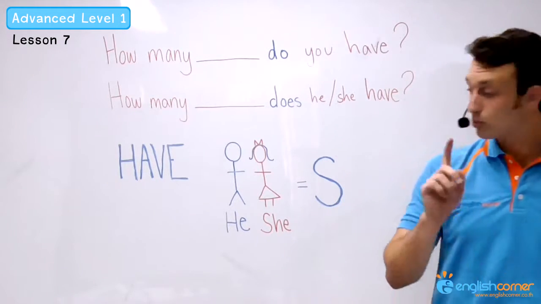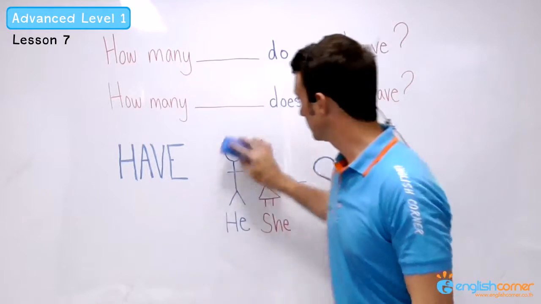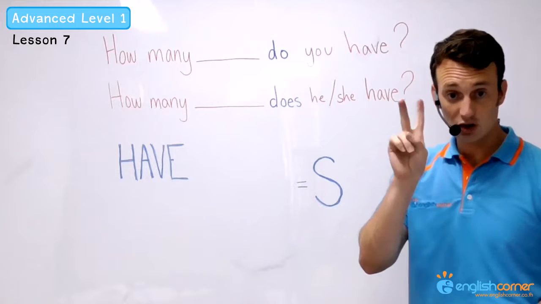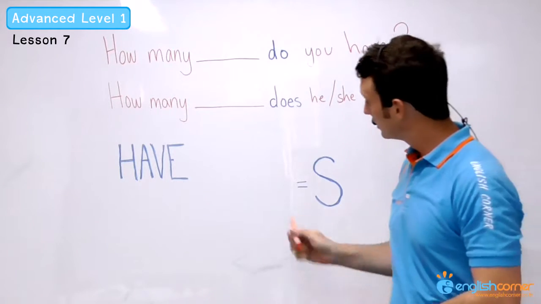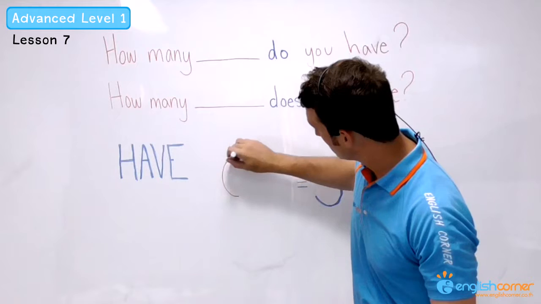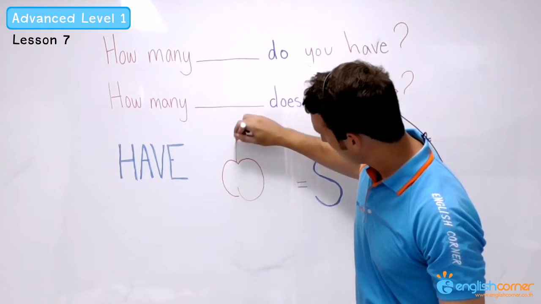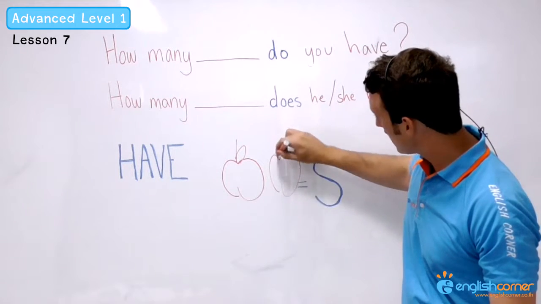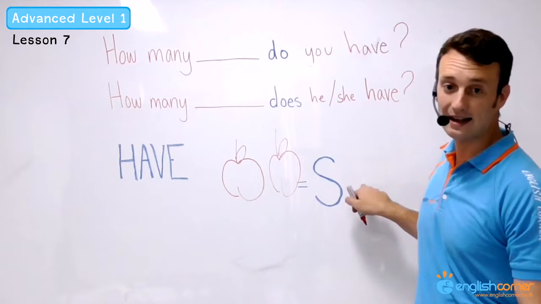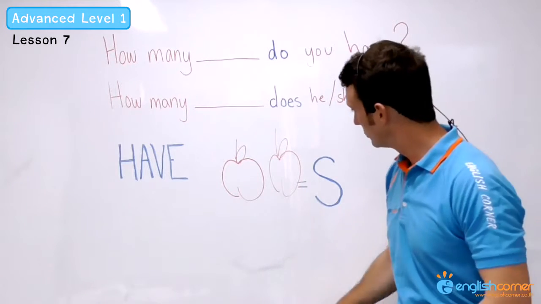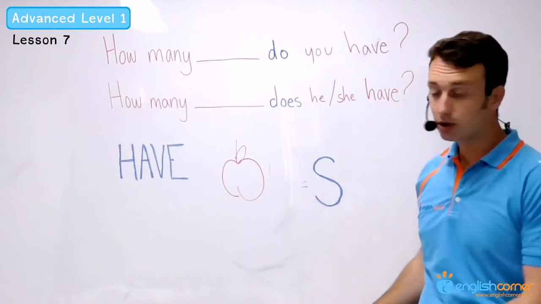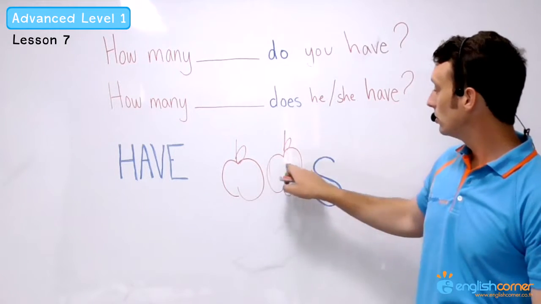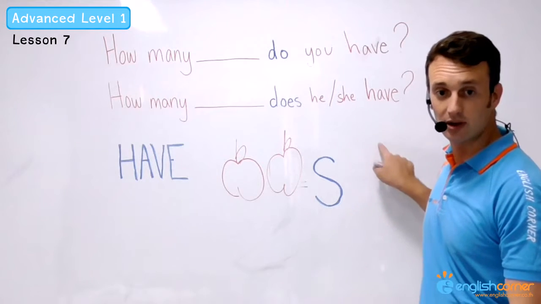So, if it's more than one, if it's 2 items or more, you have, say, an apple. If you have 2 apples, you need to say S. So, 1 apple, 2 apples. Okay?